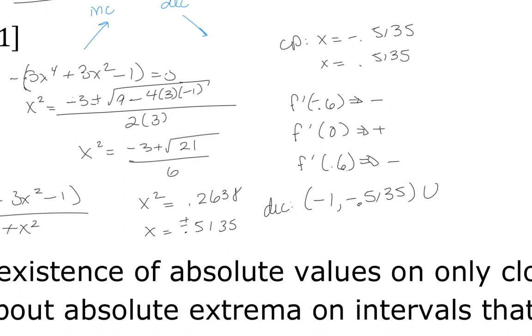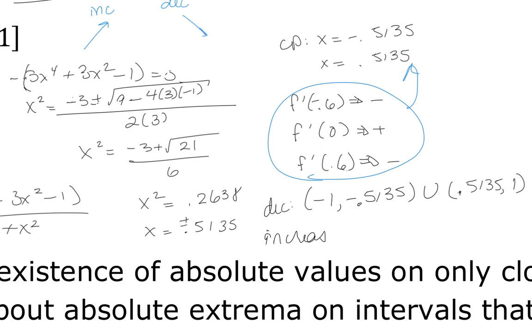So I'm decreasing. And then the other location I am decreasing. I chose these numbers because they were between my critical points. So the other location I am decreasing is from 0.5135 to 1. And I am increasing in the interval between negative 0.5135 and 0.5135. So those are the intervals of increasing and decreasing.